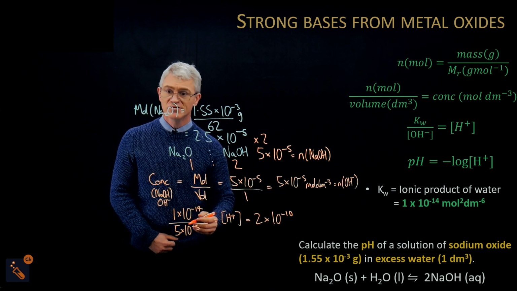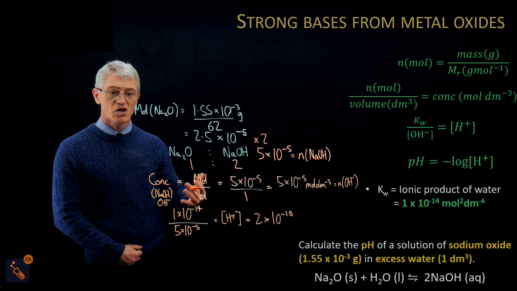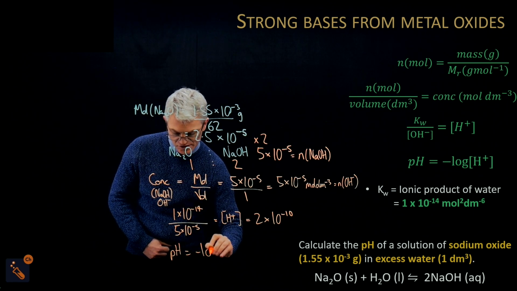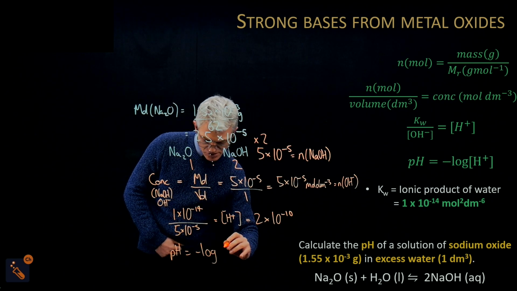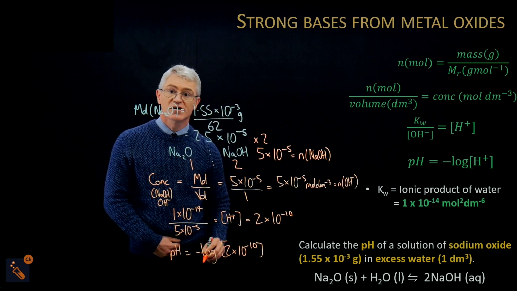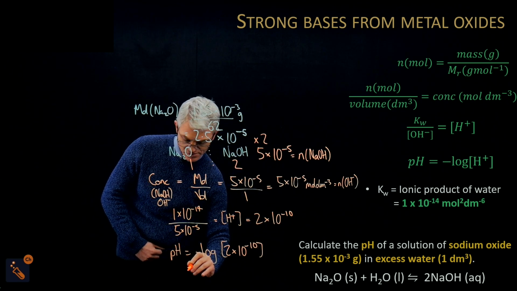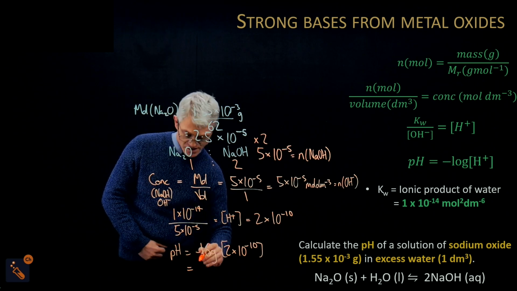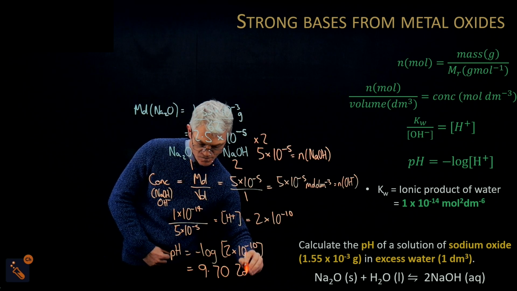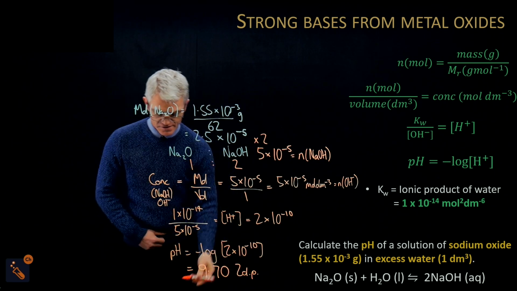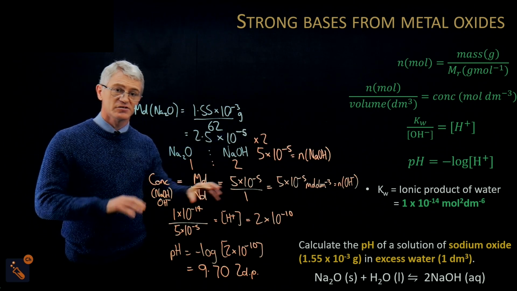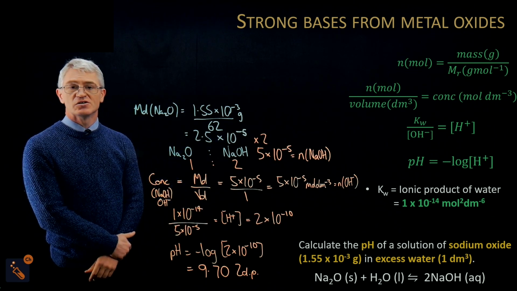Now all we have to do is put it into our pH equation. So our pH equation is pH equals minus log, and we put 2 times 10 to the minus 10. That will equal a pH of 9.70, to 2 d.p. again.